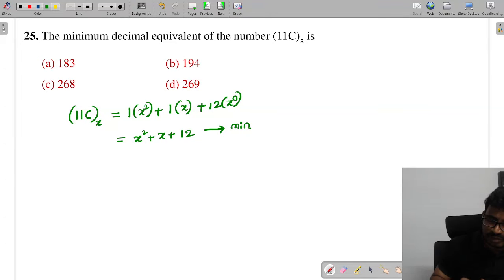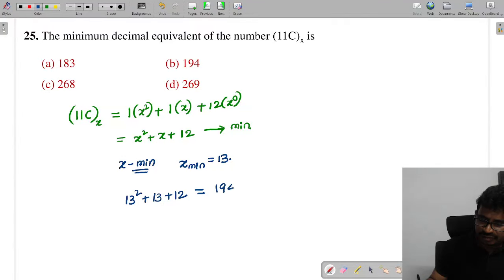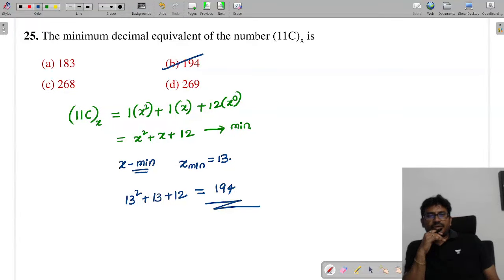They are asking for this value to be minimum, which means X must be minimum. What could be the minimum acceptable value of X? Since C is 12, X must be more than that, that is 13. So the minimum value is 13 square plus 13 plus 12. Simplify, how much will come? 194. Option B. Okay.